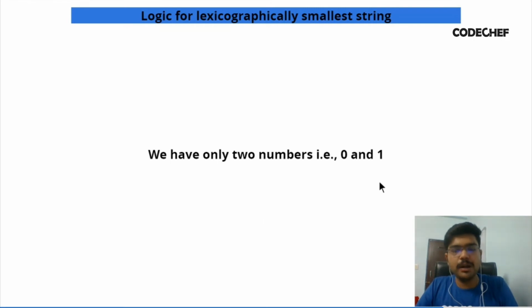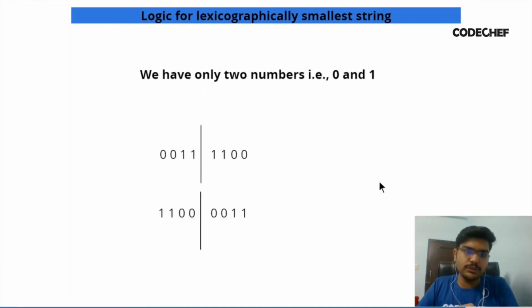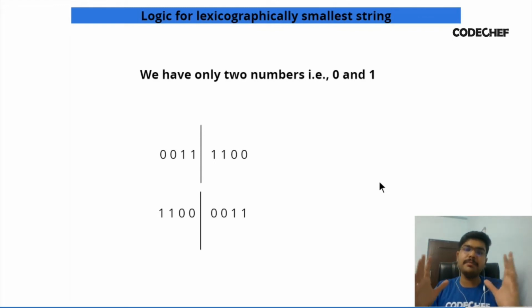The second part of the problem asks how we can find the logic of a lexicographically smallest string. The first thing is, we have only two numbers, that is 0 and 1. In the first part of this video, we found out that we can make the string possible. But now let us try to understand how we can make it lexicographically smallest.